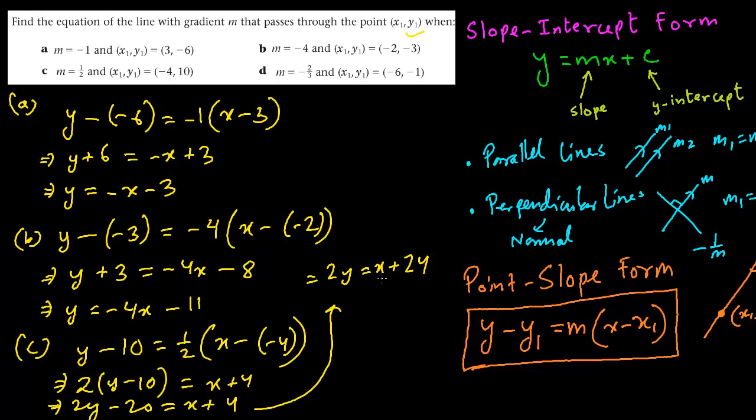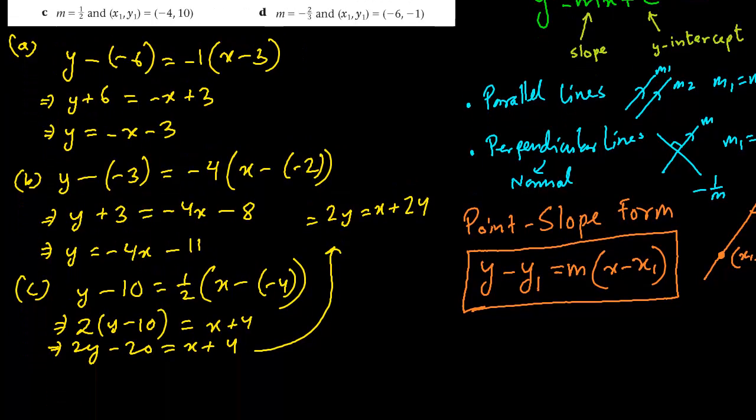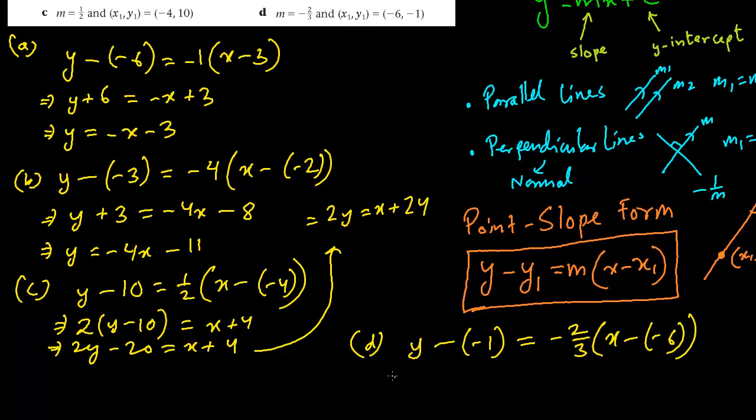The final example is question number D. So y minus y1 is y minus minus 1, equals m, which is minus 2 by 3, times x minus minus 1, which is x plus 6. So this is going to be y plus 1 equals minus 2 by 3 times x plus 6.